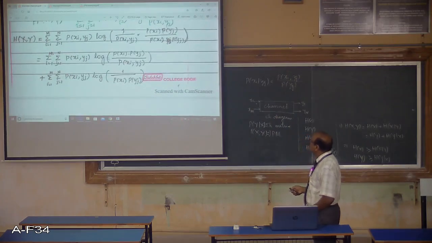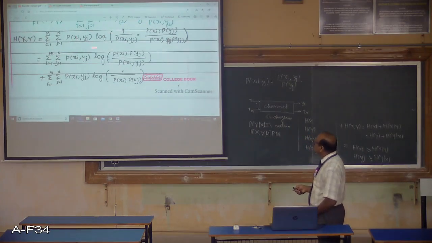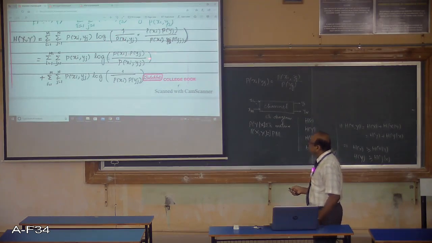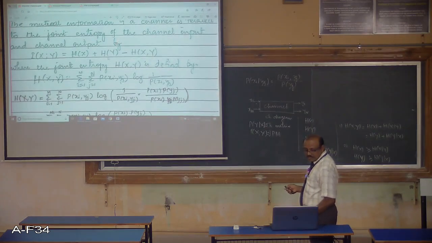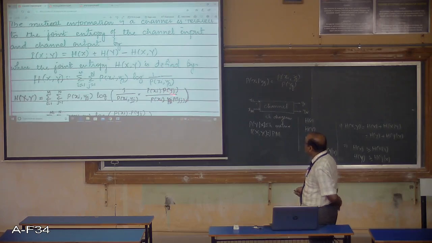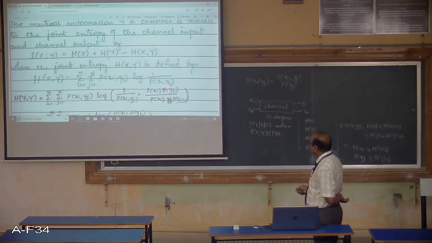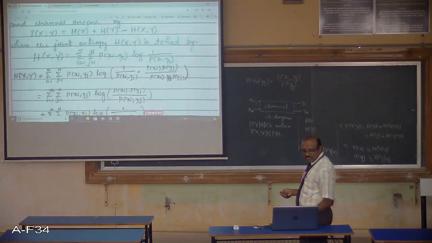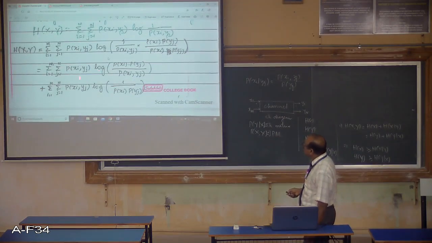So it's again a mathematical proof wherein we are applying the definition of H of X, H of Y. We are writing initially H of XY. H of XY is the sum of p of xy times log of 1 divided by p of xy. And what we are doing here is multiplying and dividing by p of xi into p of yj, the same ratio. So it's as good as multiplying by 1. We multiply and divide by the same quantity in the definition of H of XY, which doesn't change the H of XY value.